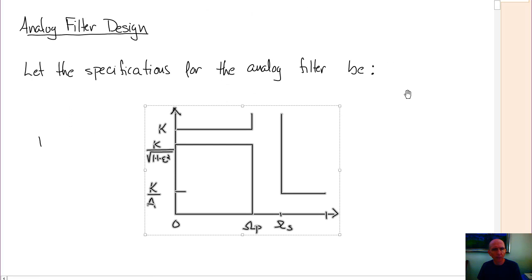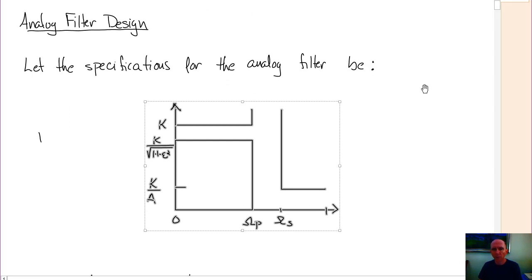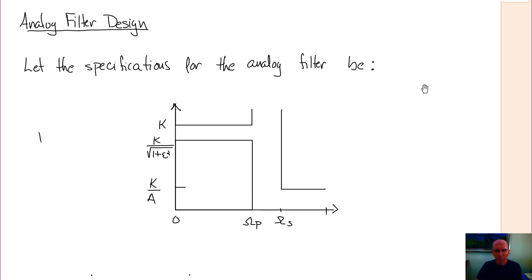So, when we design the analog filter, of course, the first thing we always do is start with the specifications. Let's start with low-pass filters. And so the specifications that we're going to have are going to look something like this.